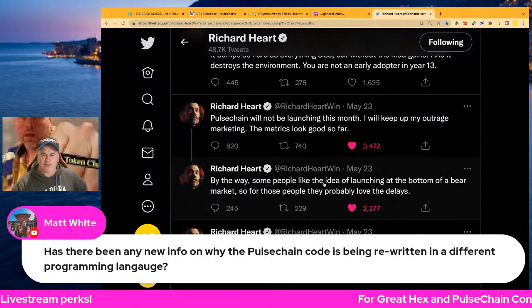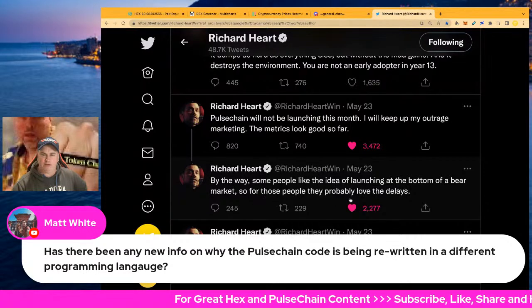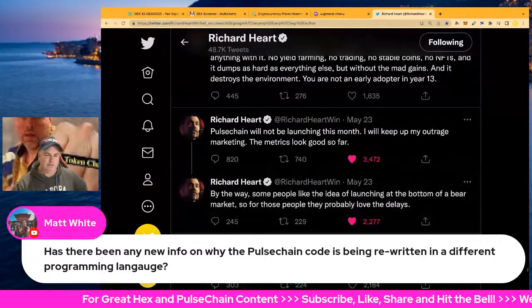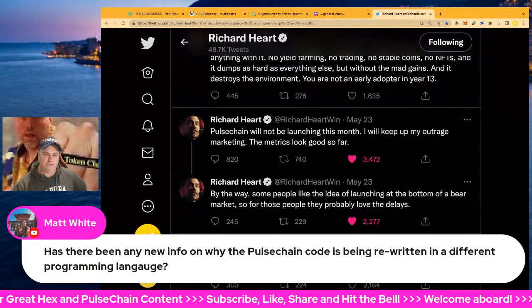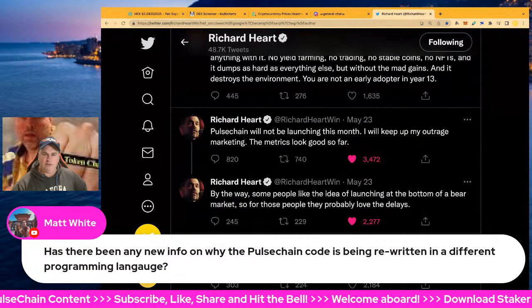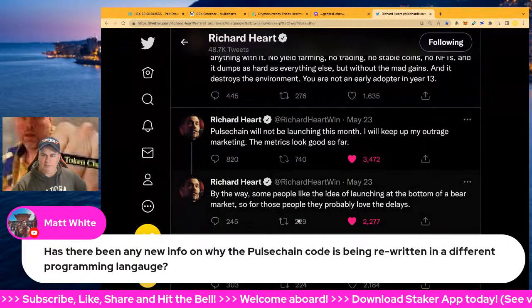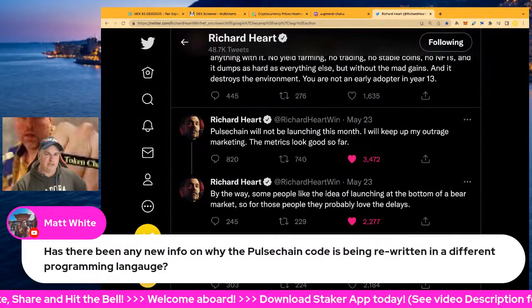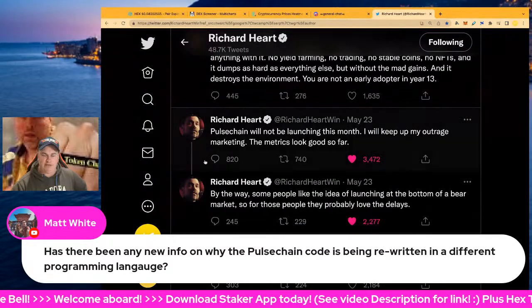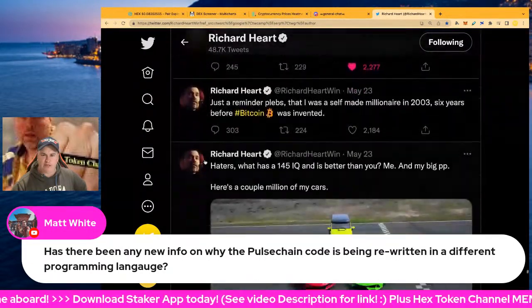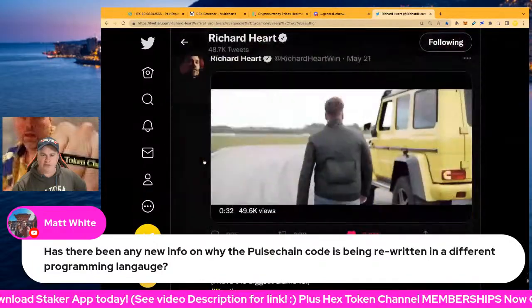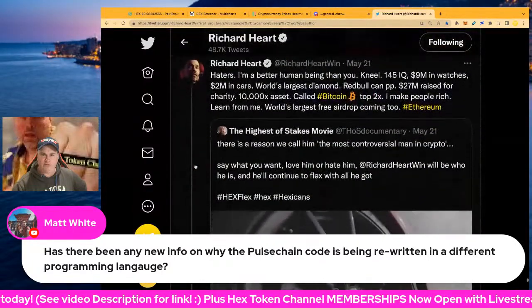By the way, some people like the idea of launching at the bottom of a bear market. So for those people, they probably love the delays. I'll take a copy of that too. All right, boom. And before that was the tweet that I read out, which was the 17th of May. I don't think we had a lot of other stuff between those two that I remember. 21st of May.